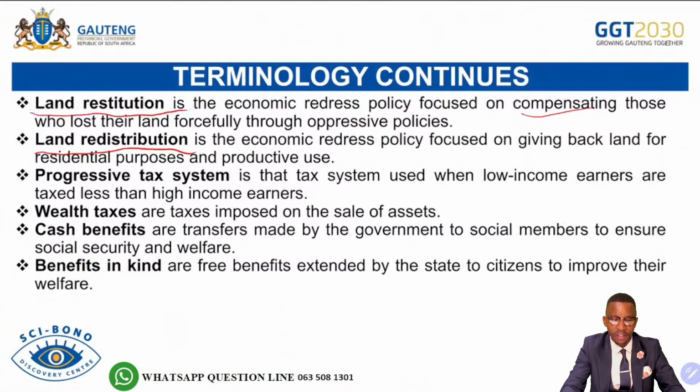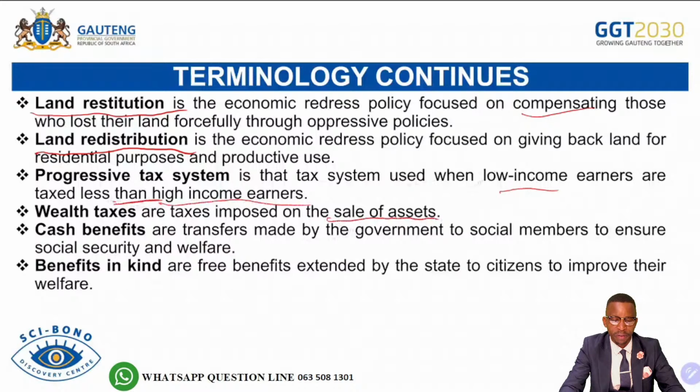The progressive tax system. This is the tax system where low-income earners are taxed less, while high-income earners are taxed more. So we call this a progressive tax system. Wealth taxes. These are taxes that are imposed on the sale of assets. Any asset that may be sold by the business will be taxed, and that kind of tax is called the wealth tax. Then we talk about cash benefits.